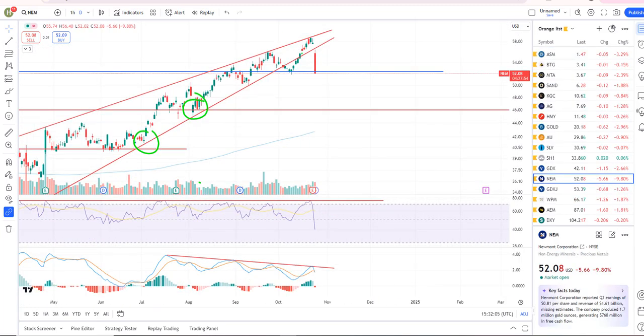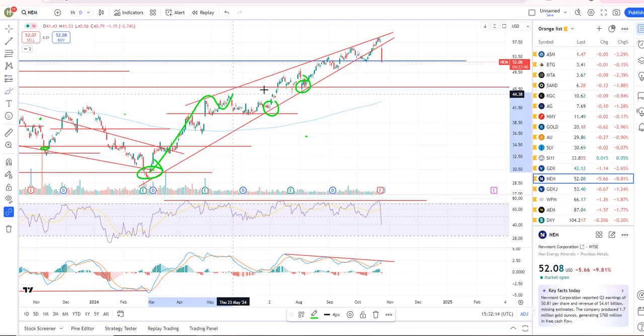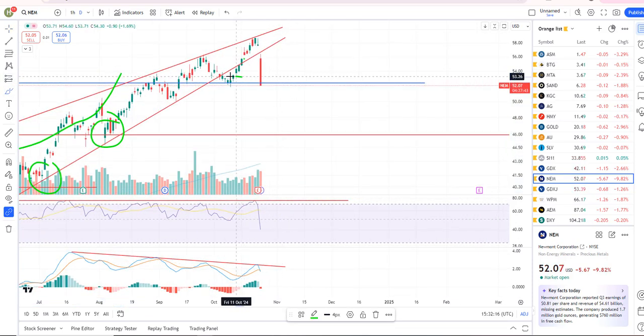All right, gold. Gold has a sell signal today. Newmont came out with earnings. They missed. Again, this had been a short setup for a while. Bearish rising wedge. Little false breakdown right here, a little whipsaw false breakdown. They recovered the wedge right into resistance.